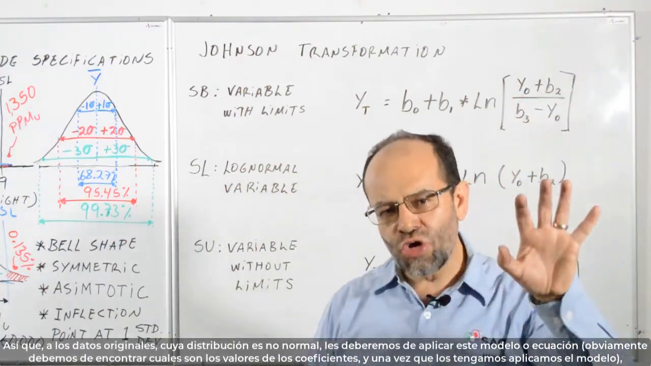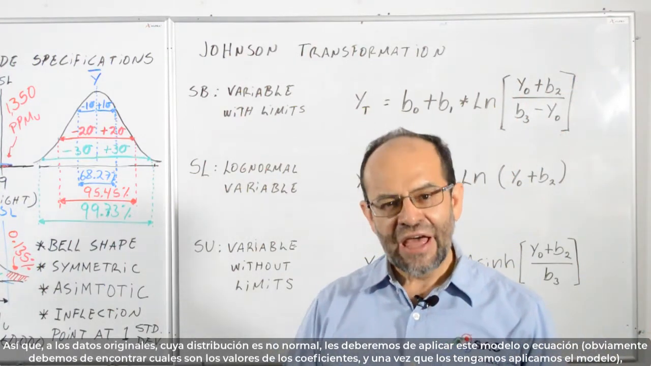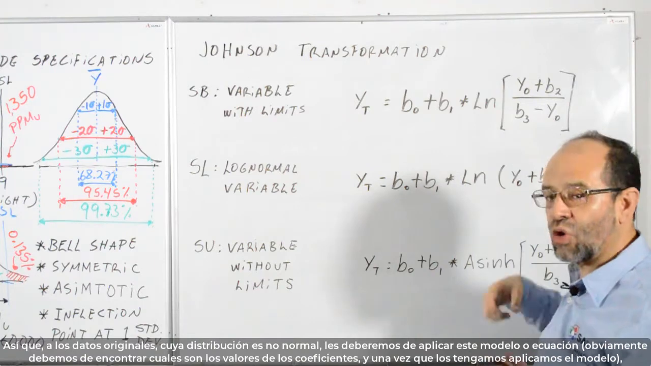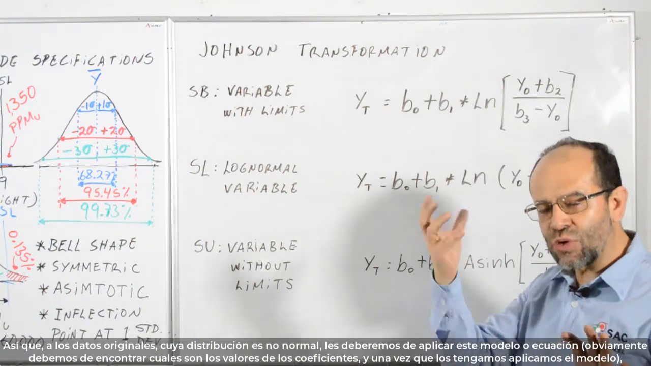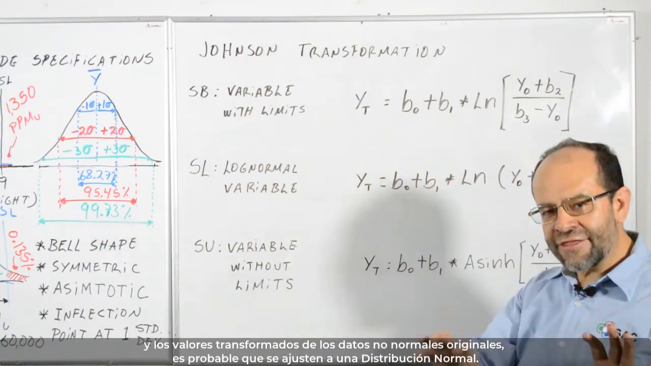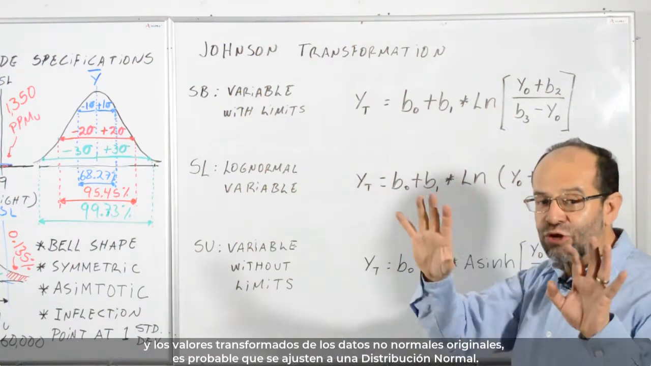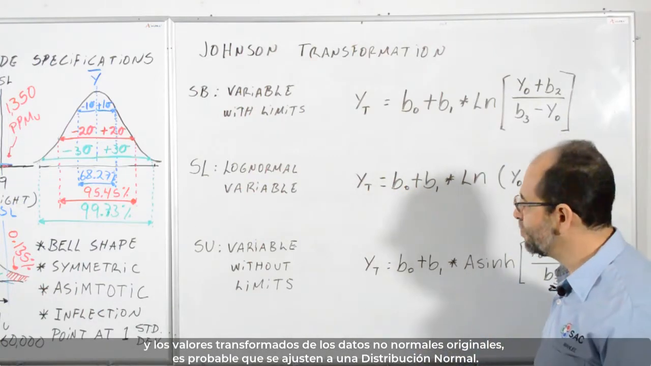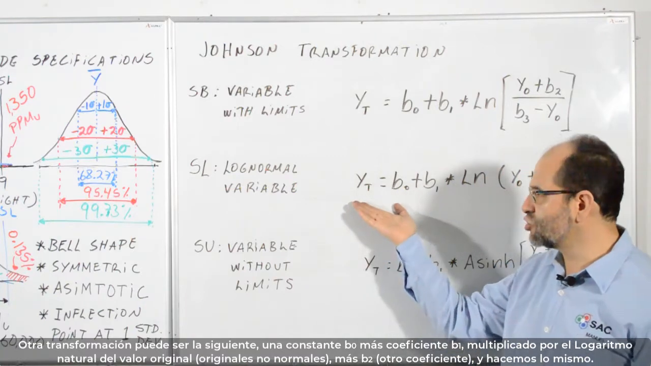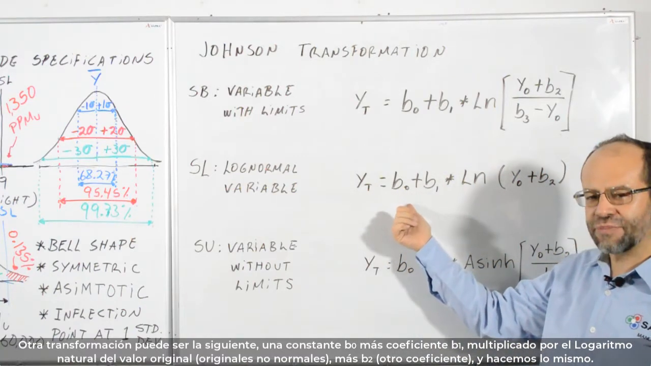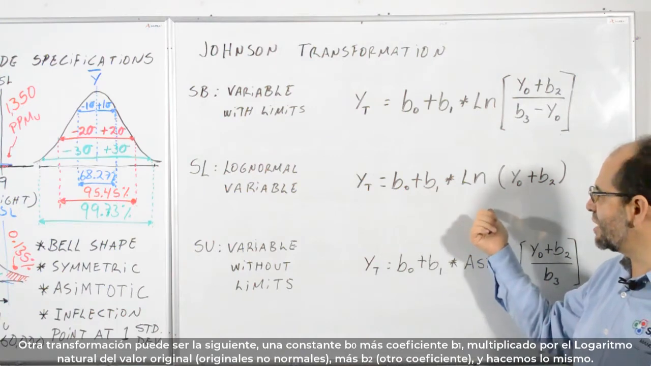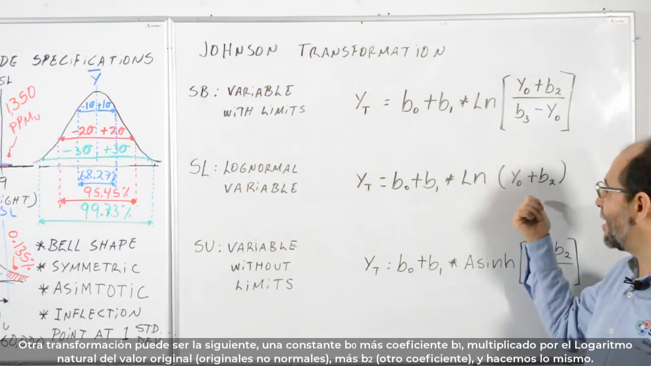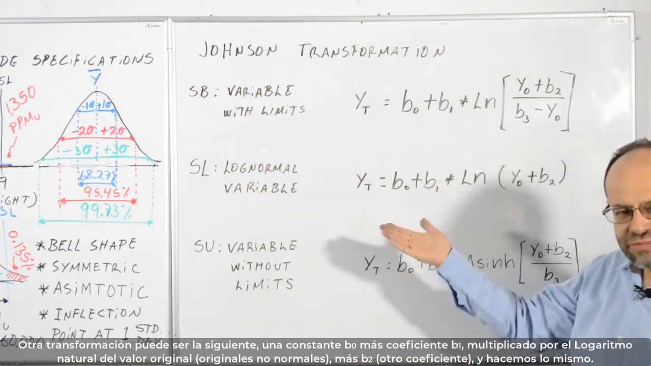So you are having your non-normal original data, and you apply this model, this equation. Of course, you have to find the values of the coefficients, and once you have them, you apply that model, and the transformed values of the original non-normal data very likely will become a normal distribution. Another one can be this one. The transform is basically constant b0 plus coefficient b1 times the natural log of the original value, the non-normal data, plus b2, another coefficient, same thing.